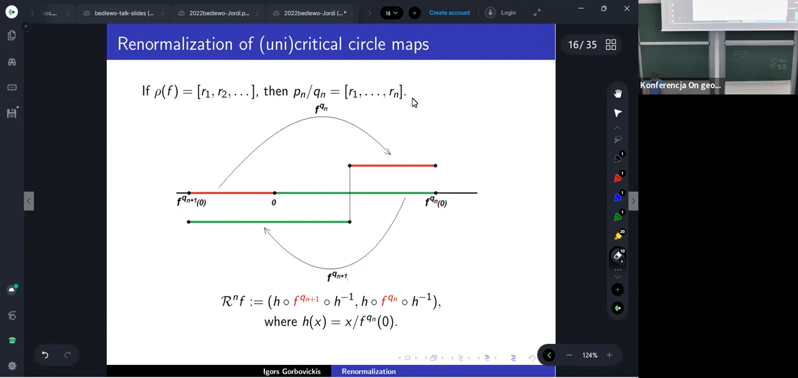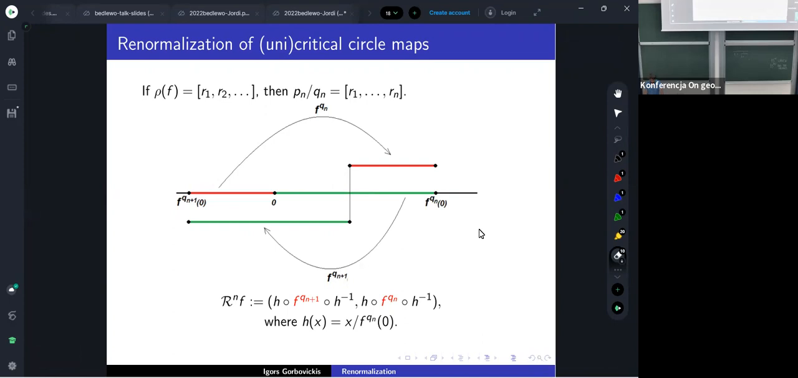And if we look at the nth convergent, written as an irreducible fraction Pn over Qn, and we look at Qn's, these are the closest return times. So in particular, we can consider an arc on the circle with the endpoints f^{qn+1}(0) and f^{qn}(0). So this arc on the circle will be my domain on which I'm going to consider the first return map.